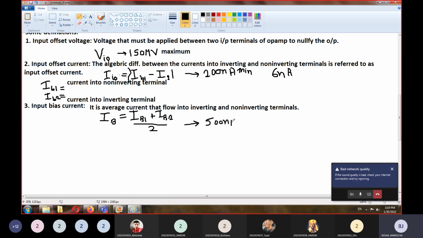Now, what is the difference between IB1, this one, and this one? The difference is what? This is the average current. You can say when you have given some input, this was due to the offset. And now you are going to give the input voltage, and due to that input voltage, you will get some input current, and average of both is known as input bias current. So it is the difference between the offset current and bias current.